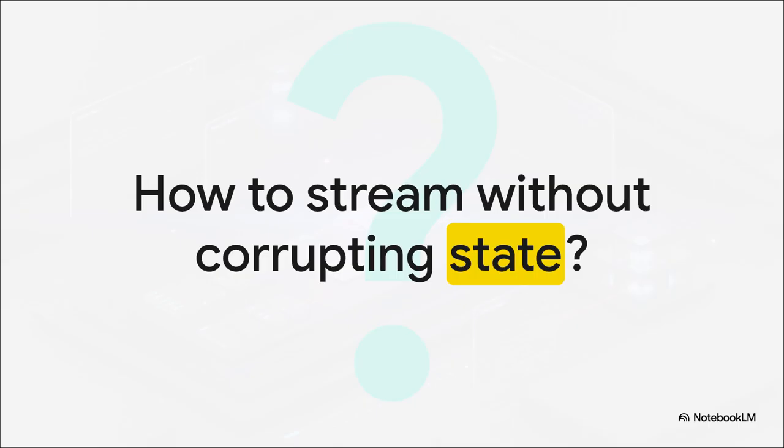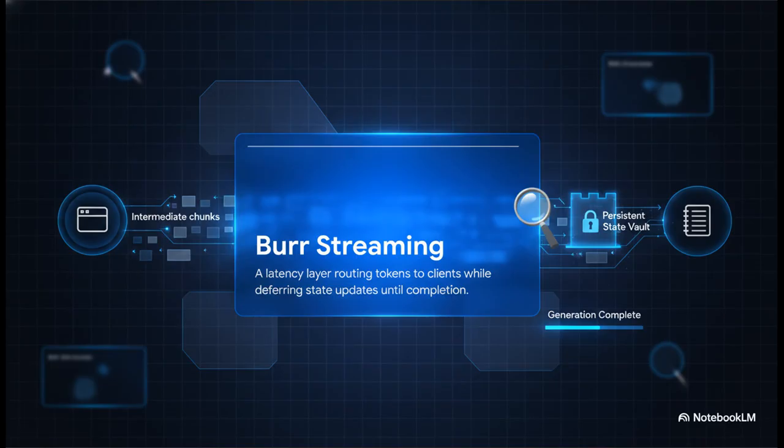Think about it. If an LLM just suddenly drops the connection halfway through and you've been blindly appending every single partial token directly to your backend database, well, your state graph is fundamentally broken. We absolutely need a way to sever the act of streaming to the user from the act of updating the system state. And this is where Burr steps in.